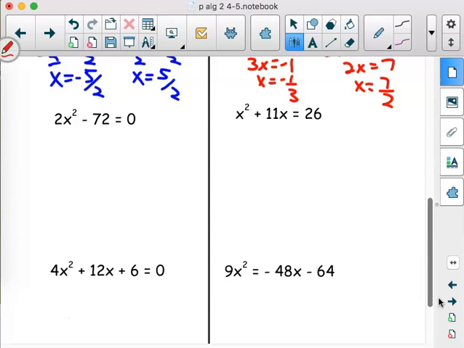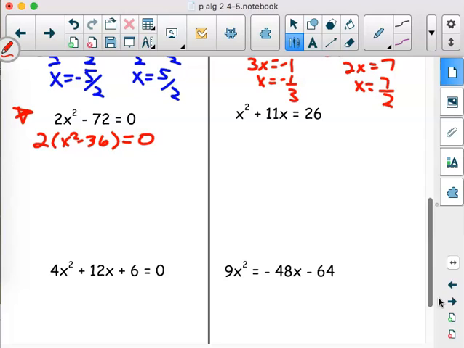Next one up here, 2x squared minus 72 equals 0. Well, at least it equals 0. Is there something, a greatest common monomial, that we can pull out? 2. Yeah, let's take it. Hey, x squared minus 36. I think we've seen that one before.